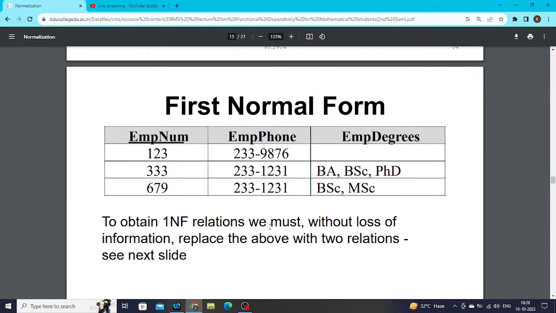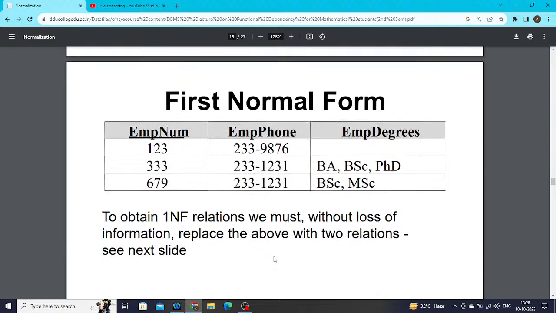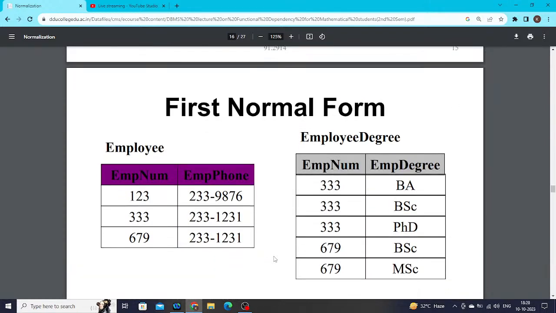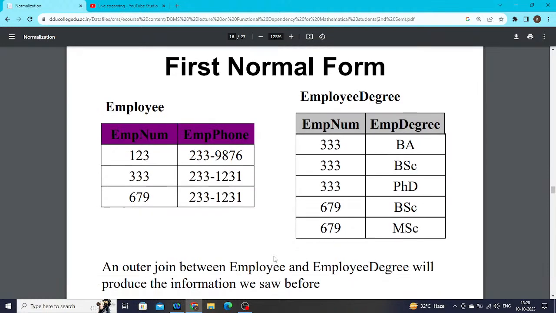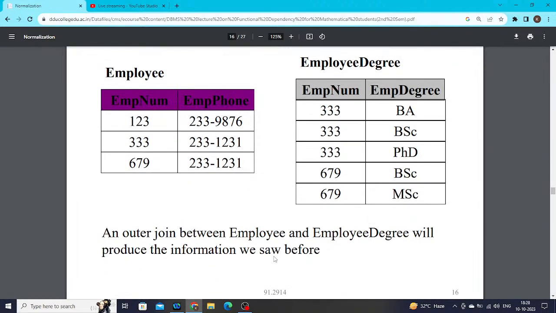To obtain first normal form, we must, without loss of information, replace the above with two relations. See next slide. That is this. Clear? So these are unique, simple, and correct: your data is atomic data. Atomic means single. With an outer join between employees and employee degree, we produce the information we saw before. Clear, because it shows uniqueness and a unique identity provided by the employee.